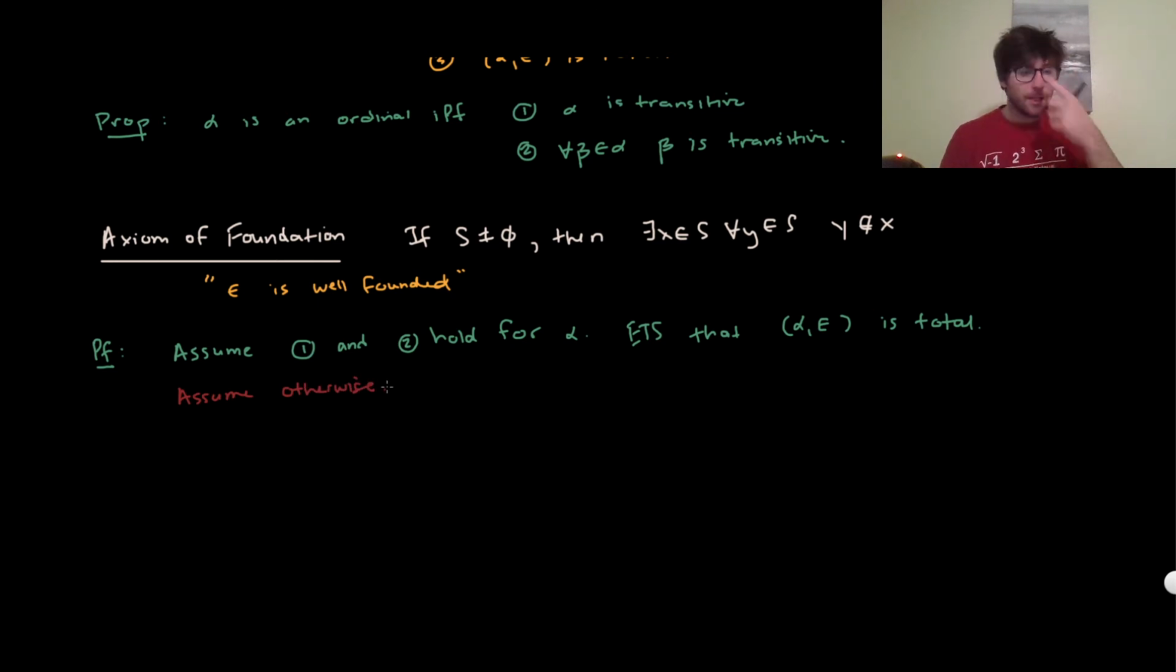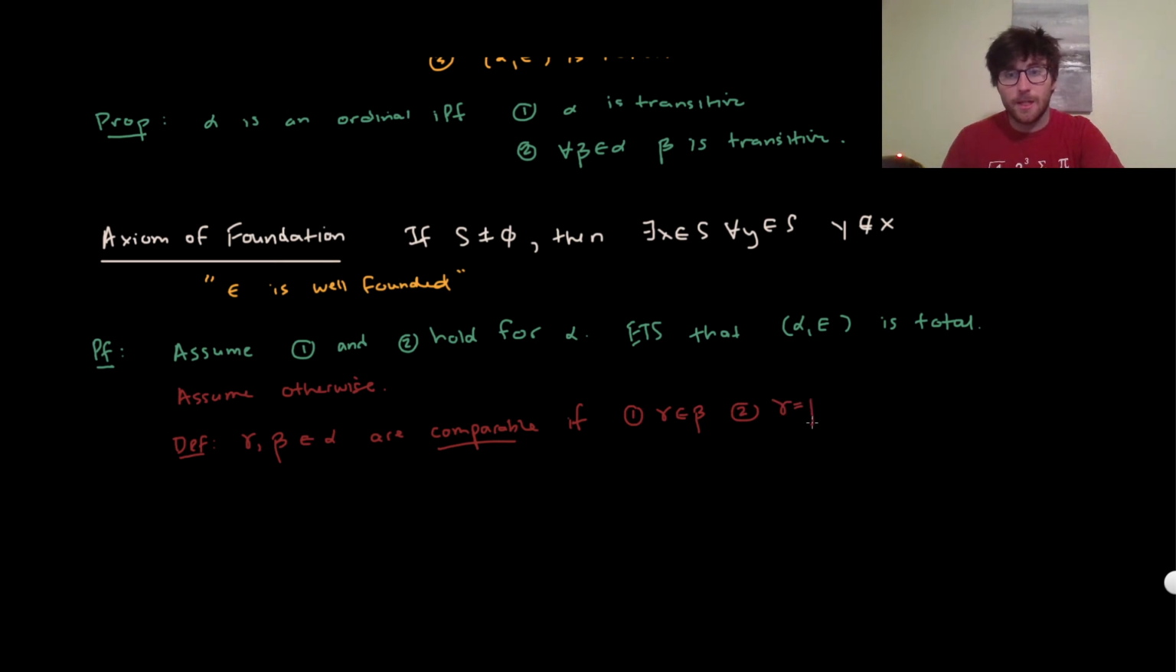And maybe to give a definition that we'll use, just to make the definitions that we're going to give in the future a little bit clearer, we'll say that if we have two elements of alpha, so maybe gamma and beta are in alpha, we can say that they're comparable if either gamma is an element of beta, or gamma is equal to beta, or beta is an element of gamma.